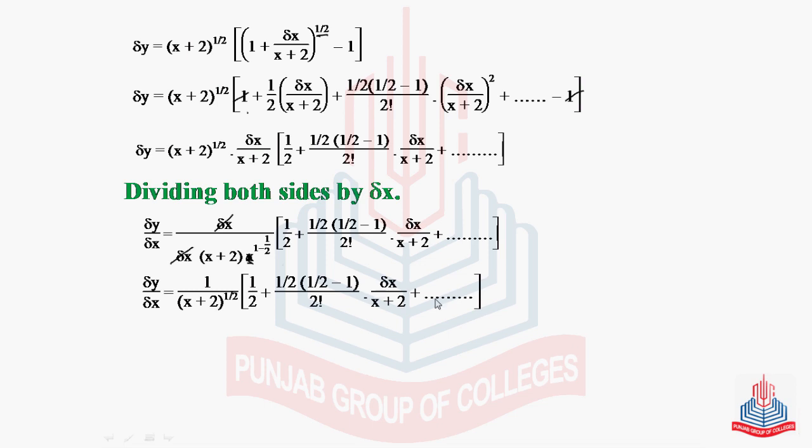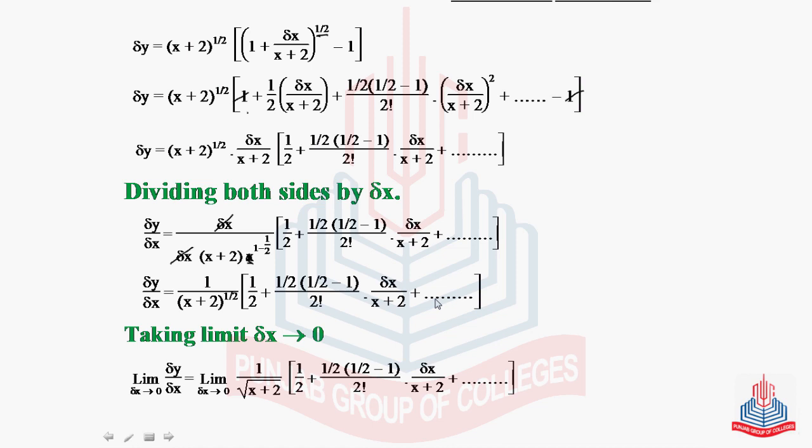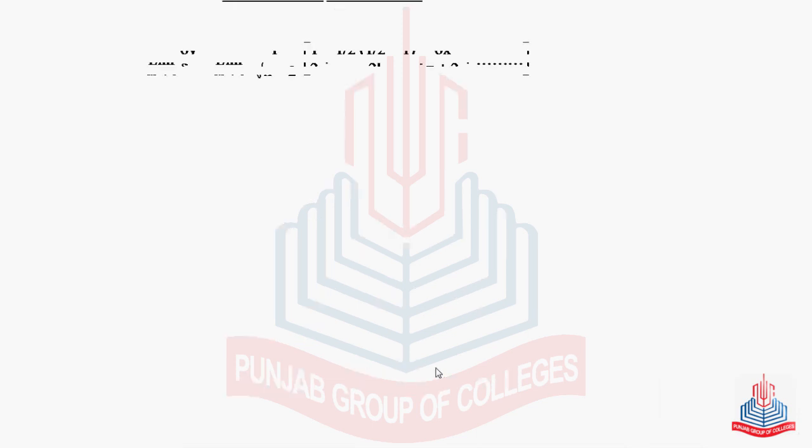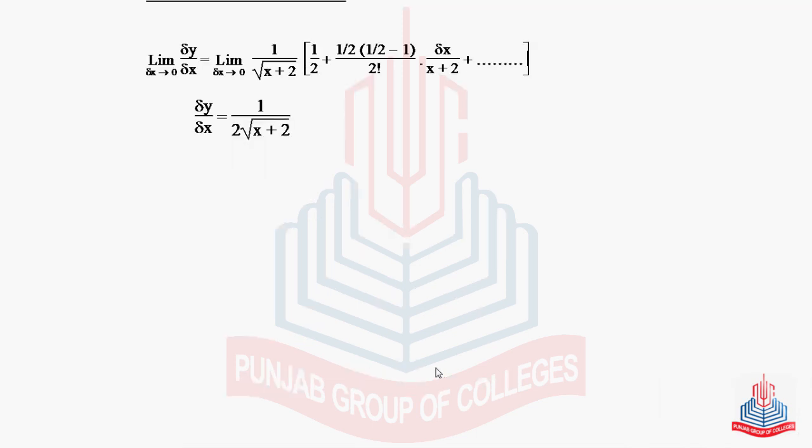Now taking the limit on both sides, as delta x approaches 0. The limit as delta x approaches 0 of delta y by delta x is equal to the limit as delta x approaches 0 of 1 over, this can be written in the form of the square root of x plus 2, because this is a power of 1 by 2, times 1 by 2 plus (1 by 2)(1 by 2 minus 1) over 2 factorial times delta x over x plus 2, and so on. The left side will become dy by dx after applying the limit.